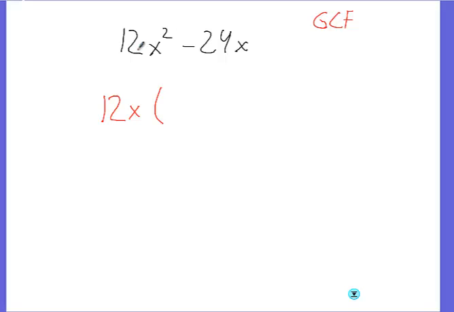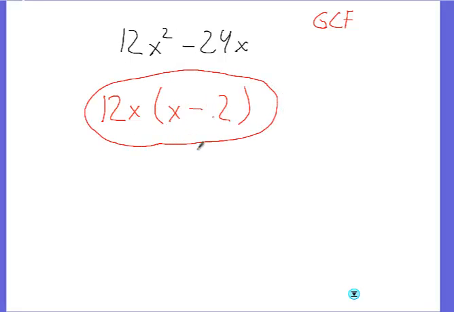Technically you can divide. So 12 divided by 12 is 1. X squared divided by x is just x, minus, negative 24 divided by 12 is 2. X divided by x is 1. So your final answer is 12x times x minus 2. If you were to distribute this 12x back into the parentheses, you would end up at your answer, because we did factoring to simplify it, okay? It's just another way of rewriting this to help us out.